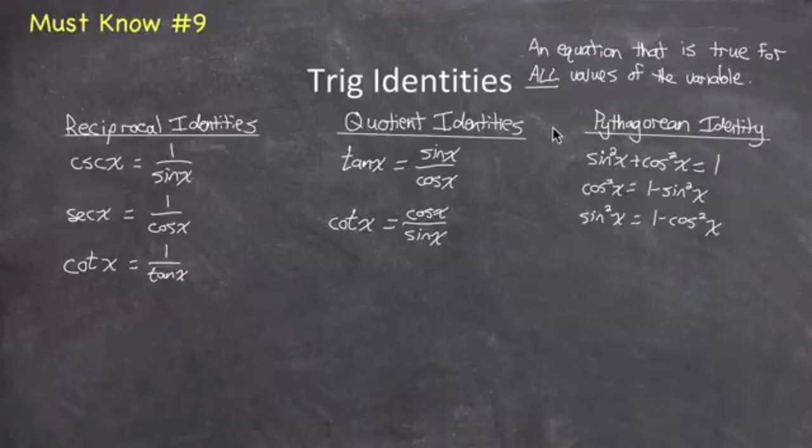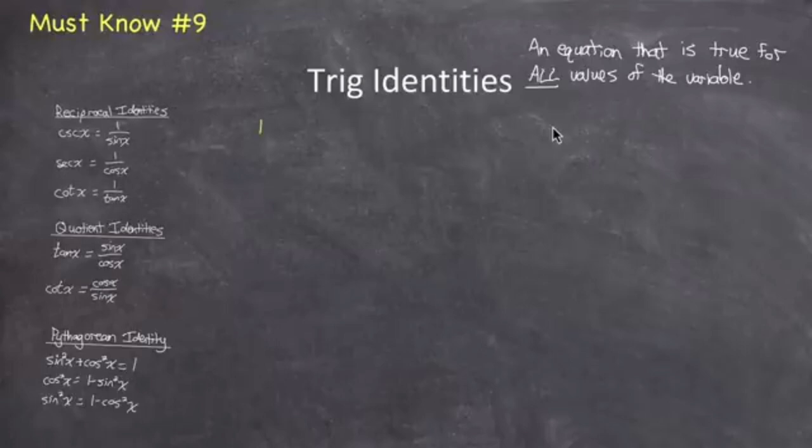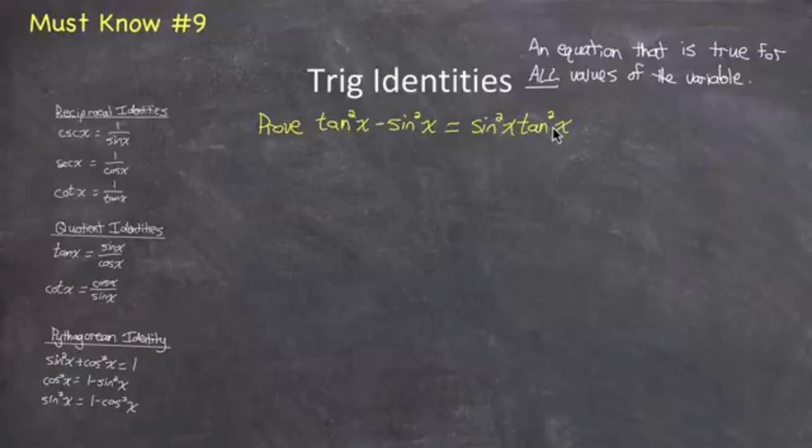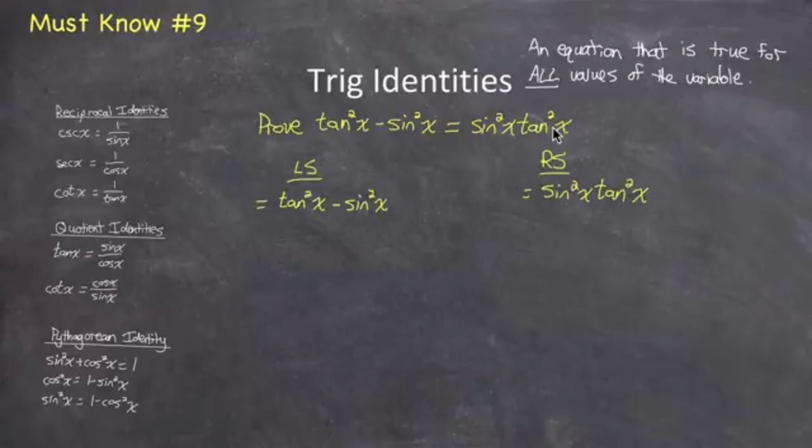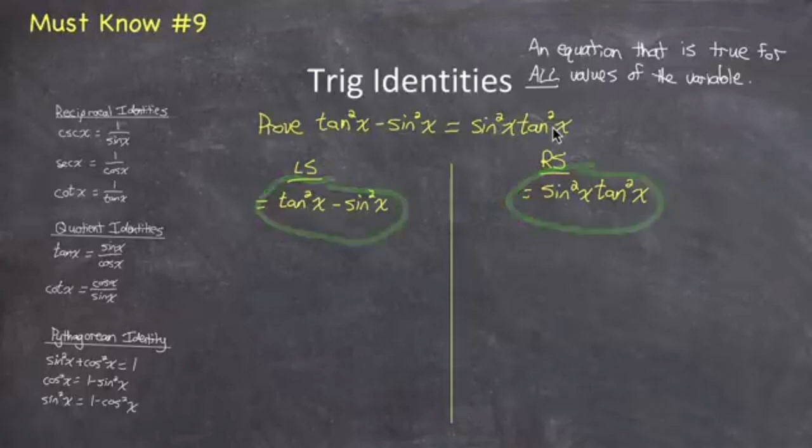So let me make some room, and then we'll prove an identity. Let's see if we can prove that tan squared x minus sine squared x is equal to sine squared x times tan squared x. If this is an identity, it'll be true for all values of the variable. How we prove that is separating into left side and right side of the equation and work with both of these sides completely separately from each other. So I'll draw a line down the middle and start rewriting these expressions in equivalent ways to reveal that they are in fact the exact same expression. So I'm not allowed to change the value of either of them.